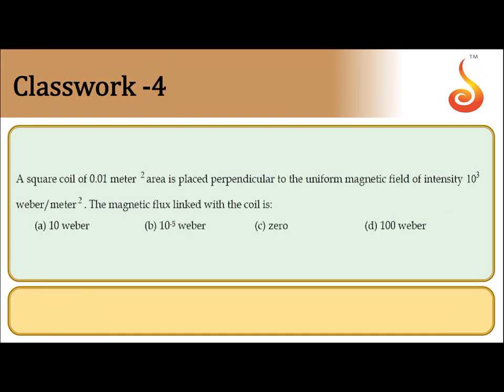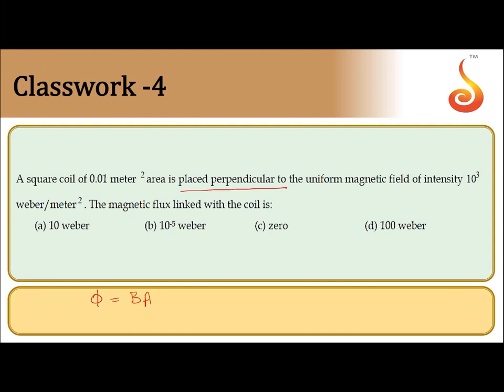A square coil of 0.01 meter square area is placed perpendicular to uniform magnetic field of intensity 10 to the power 3 Weber per meter square. Magnetic flux linked with the coil is. They have given the area is perpendicular to uniform magnetic field, that means theta is equal to 0, not 90, it is 0. So perpendicular to area means parallel to area vector.